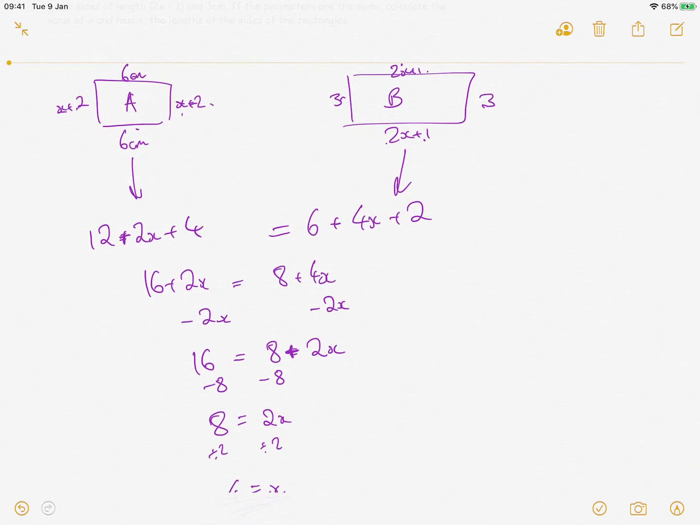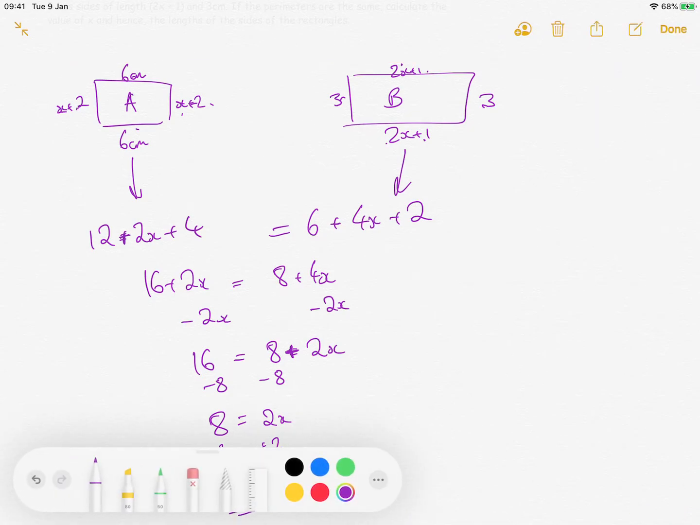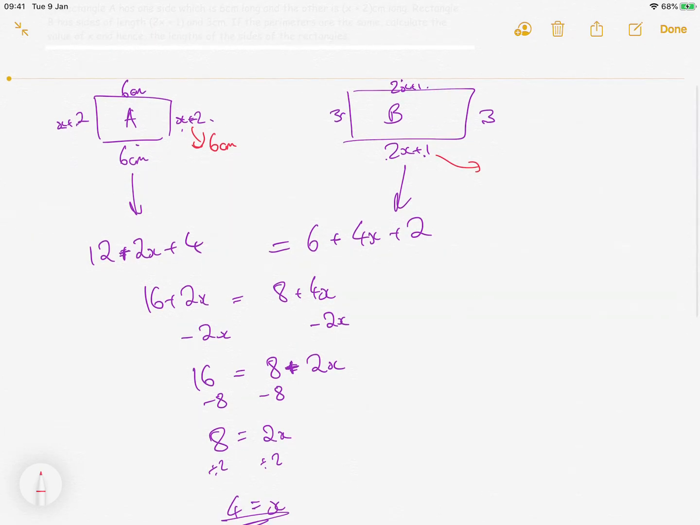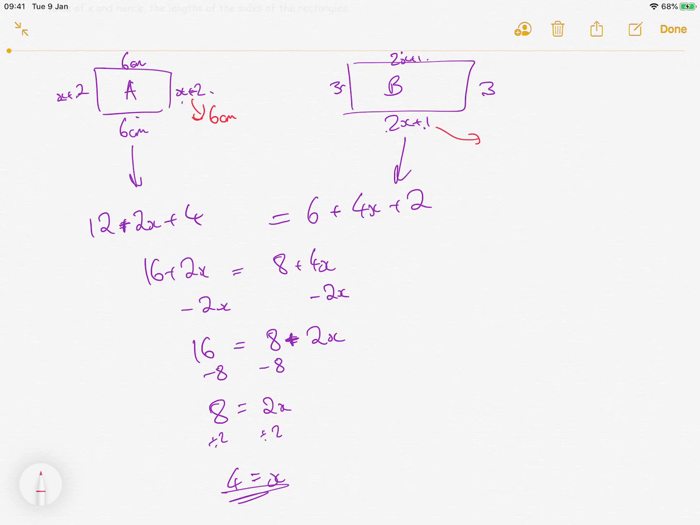So this side, let's just change colour. This side, if x is 4, it's just a case of substituting in, is 6 centimetres. So that's actually a square, because all the lengths are 6. But a square is a special type of rectangle, so I guess they didn't really, yeah. And then 2x plus 1 is 2 times 4, which is 8. Remember to do big maths, so multiplication first. 2 times 4 is 8 plus 1, so that's 9 centimetres.